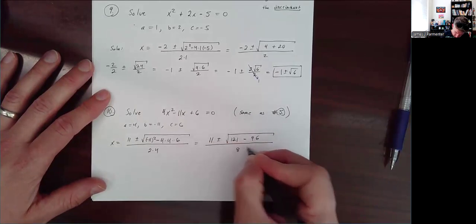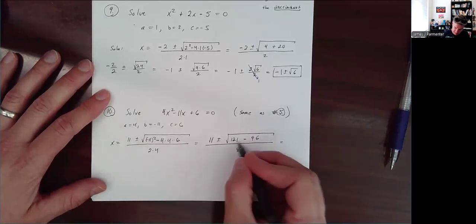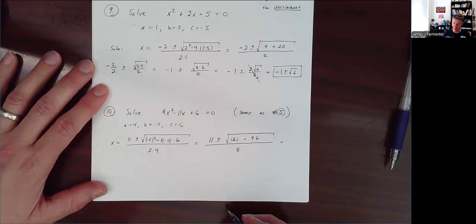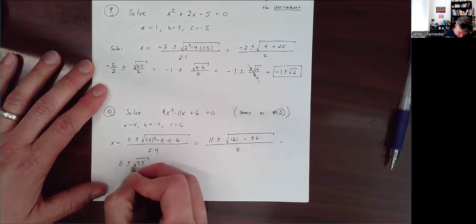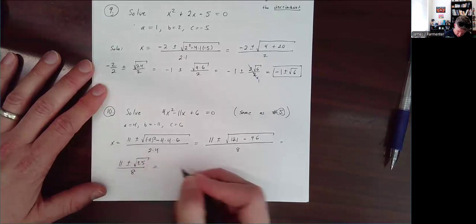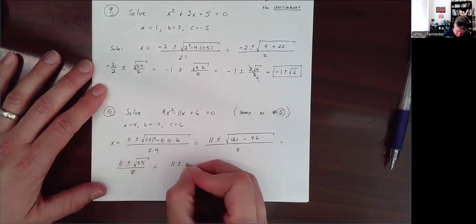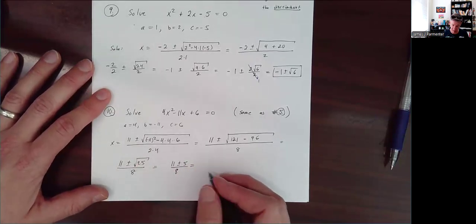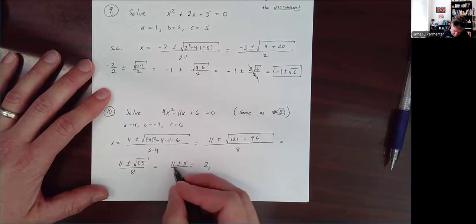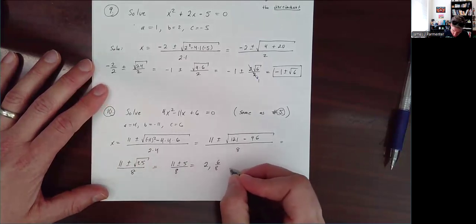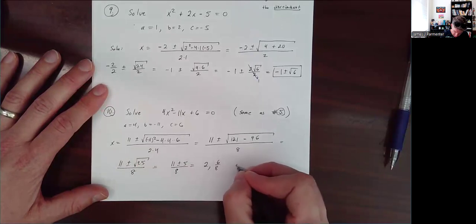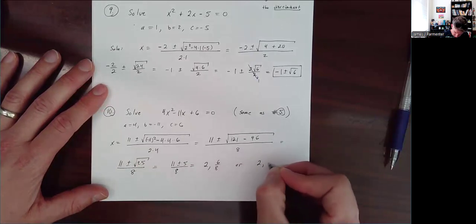All divided by 8. So then 121 minus 96 is going to be exactly 25. So you have 11 plus or minus the square root of 25, all divided by 8. Square root of 25 is 5, so you get 11 plus or minus 5, all over 8. 11 plus 5 is 16. 16 divided by 8 is 2. 11 minus 5 is 6. 6 divided by 8, but we could then simplify that as 3/4. So 2 and 3/4 are our two solutions.